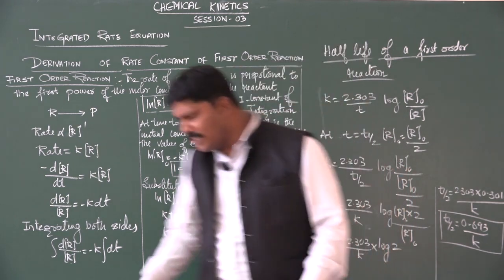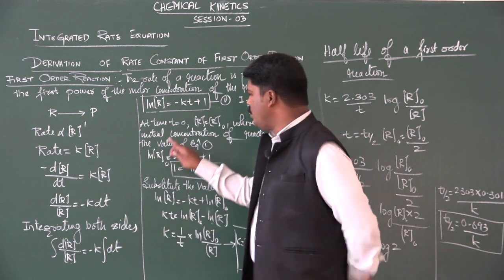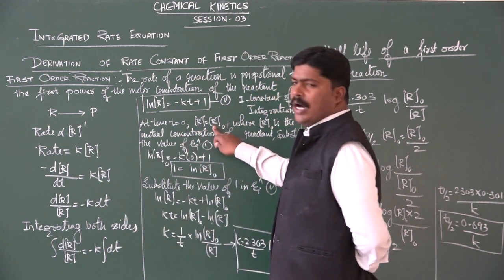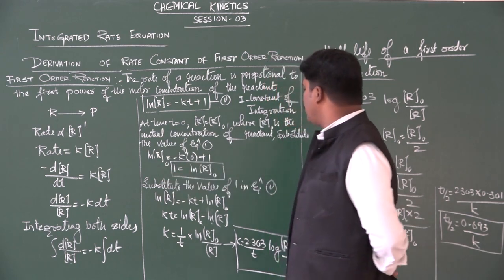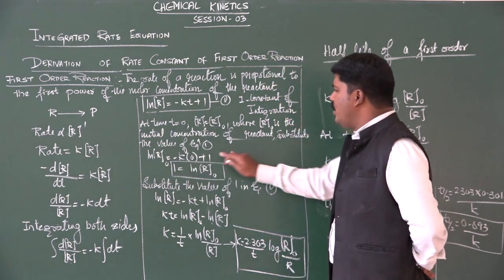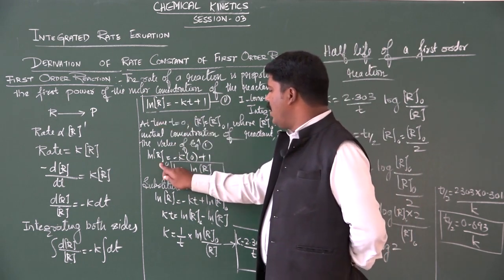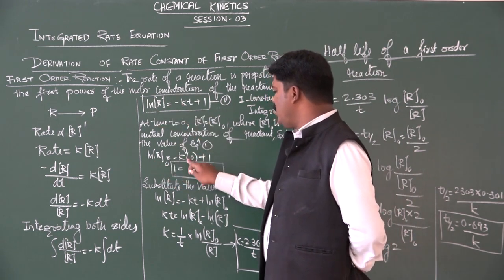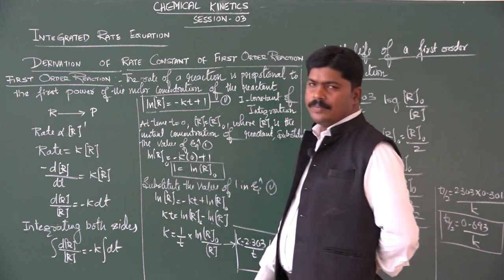Now, when time t is equal to 0, R is equal to R naught, where R naught is the initial concentration of the reactant. Substitute the value in equation 1. So, ln R becomes ln R naught, minus k times t equal to 0, plus I. We got the value of I as ln R naught.